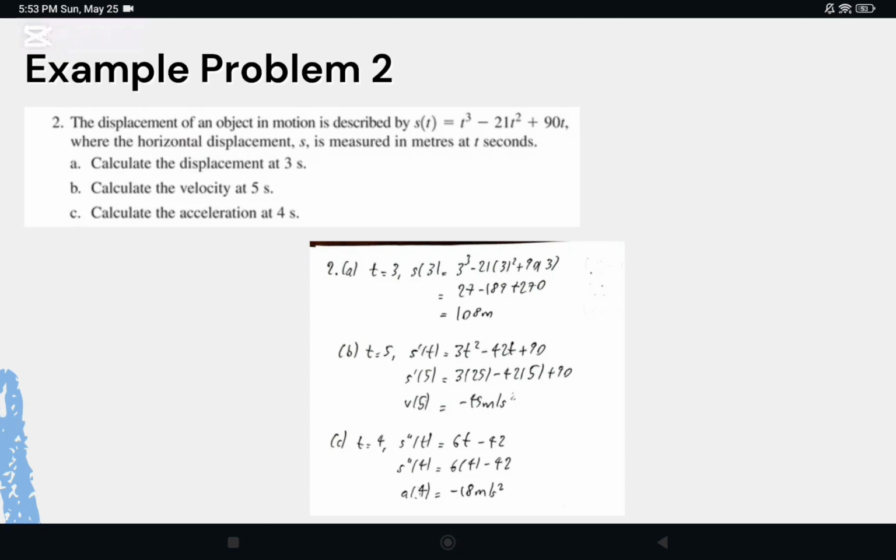For part A, by substituting the 3 in s of t, we get 108 meters. For part B, we substitute t equal to 5 into the first derivative of s of t, which is also the velocity, so we get negative 45 meters per second. Thirdly, we plug in t equal to 4 in the second derivative of s of t, which is also the acceleration, so that we get negative 18 meters per second squared.